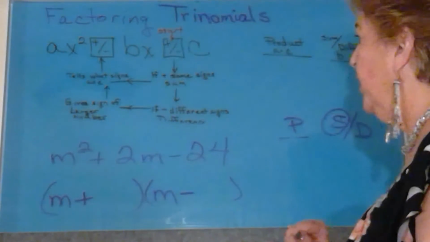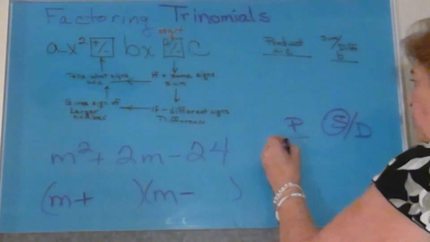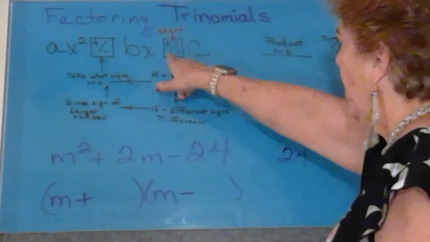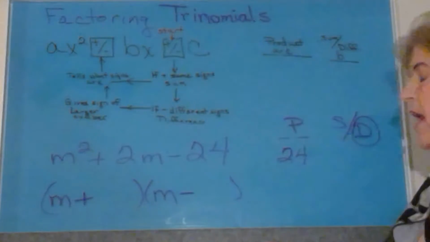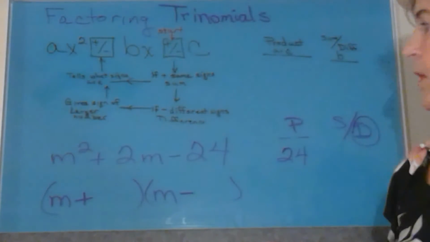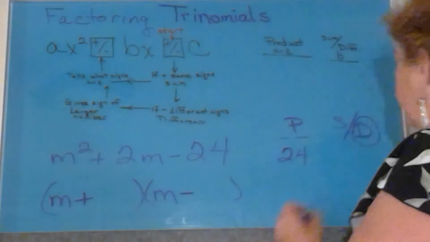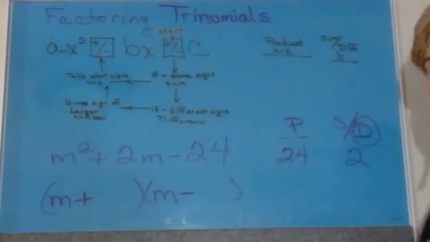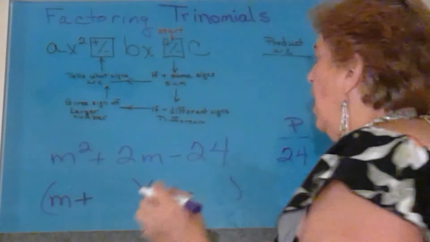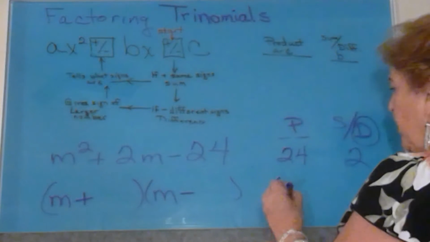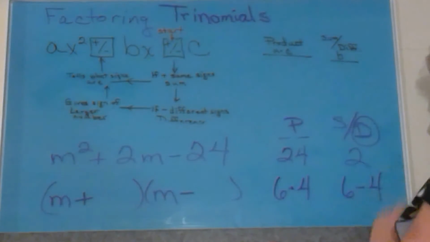Now I come over here. Again, I need a product of a times c, which is 24. That was a minus. I'm looking for a difference, not a sum. So I'm looking for two numbers whose product is 24 and has a difference of 2. Well, as you think of the factors of 24, hopefully you will come up with 6 times 4. And 6 minus 4 is 2.